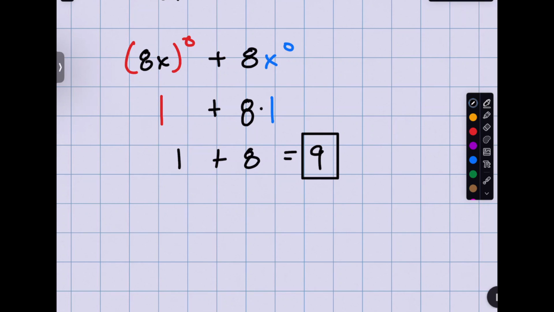Nothing? That's it? Is the answer for question number 25? Yes. Because what was the power attached to? The parentheses. What's the parentheses raised to the 0 power? 1.